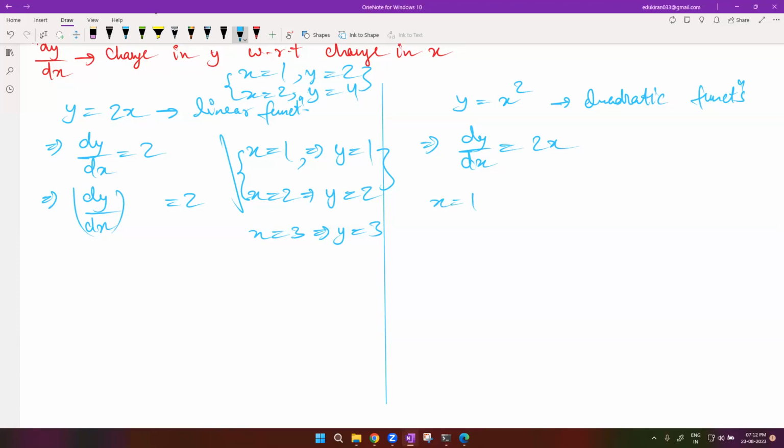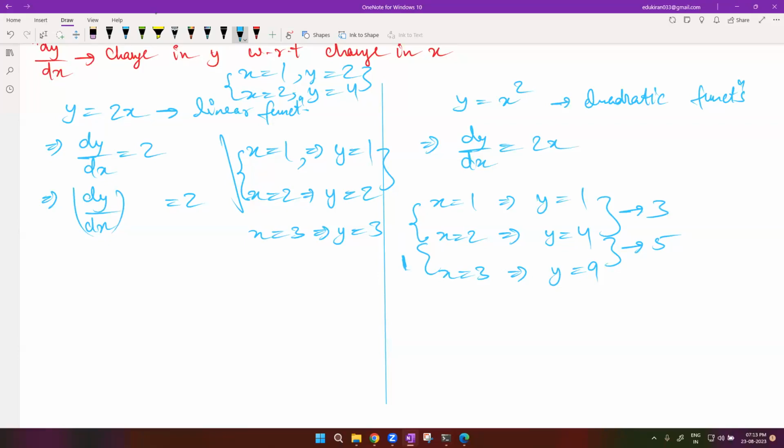Let's put x is equal to 1 in this case. If you put x is equal to 1, then y will also be 1. If you put x is equal to 2, then y will be 4. If you put x is equal to 3, then y will be 9. Right? So by changing x, if the change in x is 1, then the change in y was 3 in this case. If the change in x is again 1, the change in y is 5.